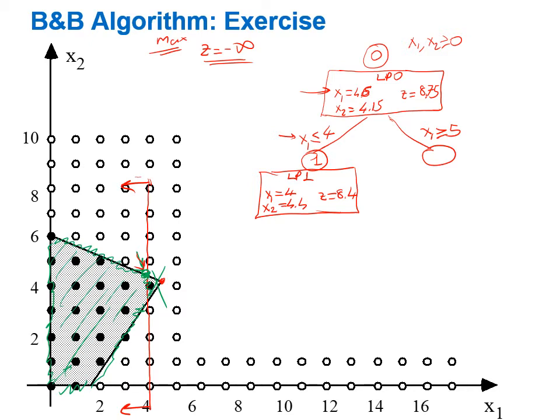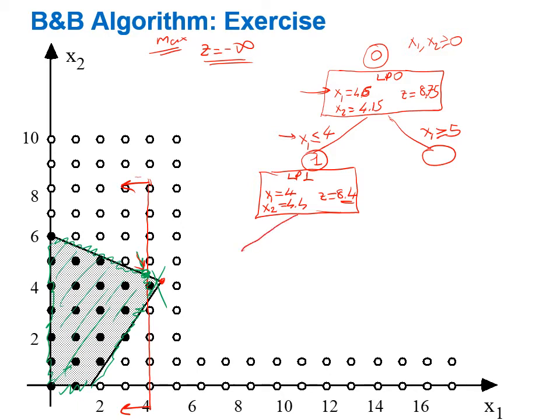Can I fathom it because of integrality? No, because x2 is 4.4, it is not an integer. Can I fathom it because of bound? Now, what is the best integer solution that we know until now? It is minus infinity. And what is the z value here? 8.4. 8.4 is better than minus infinity for a maximization problem. So we cannot fathom because of bound. It means that I need to branch.